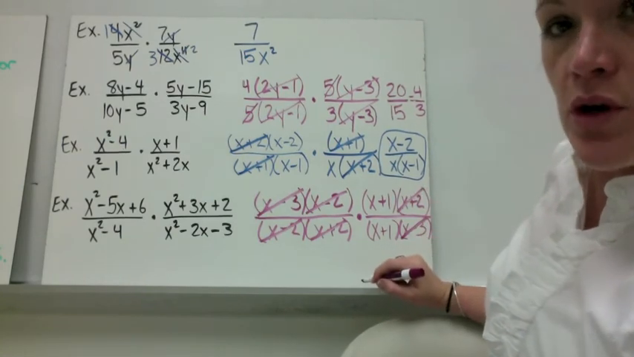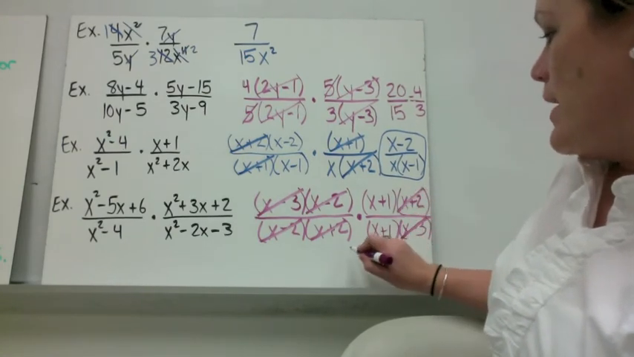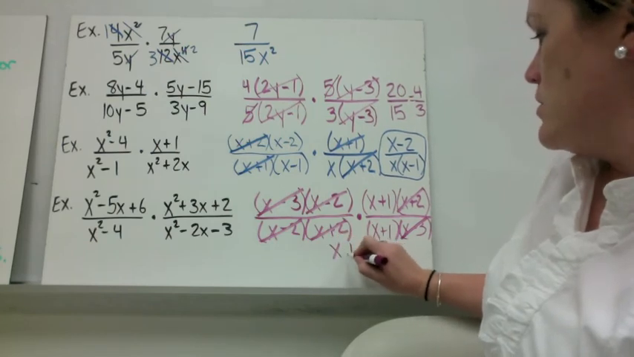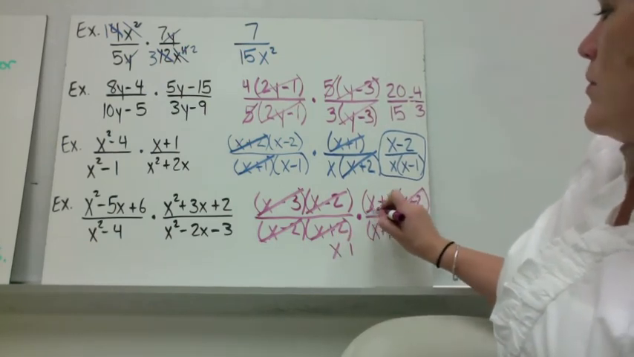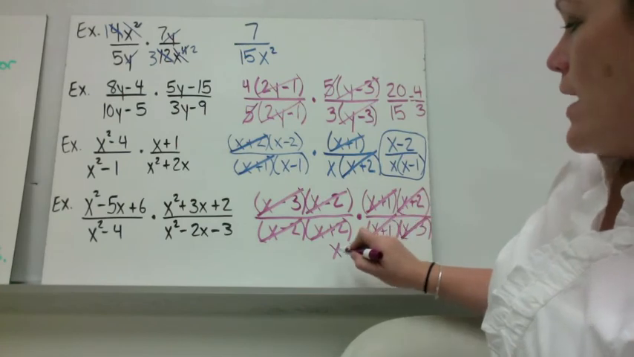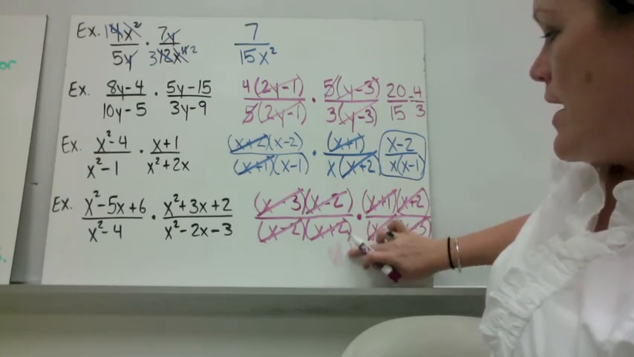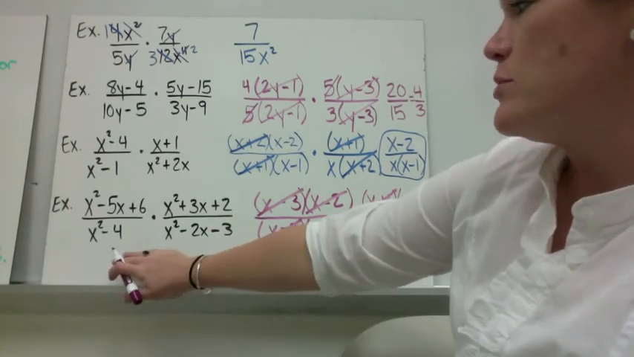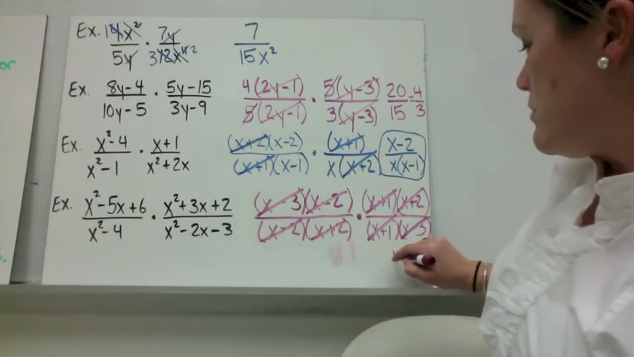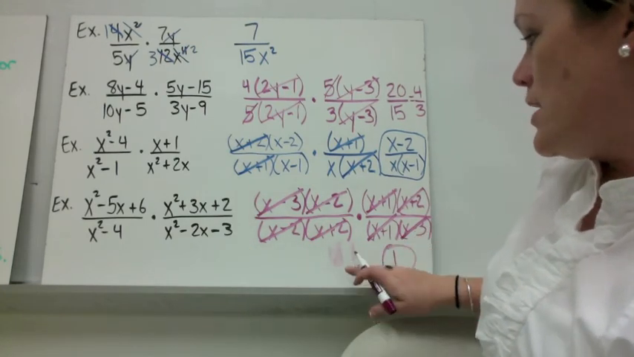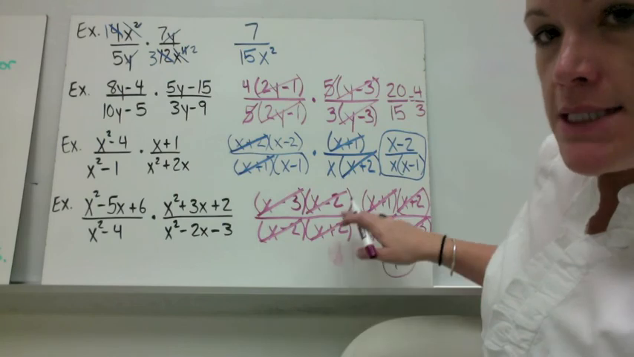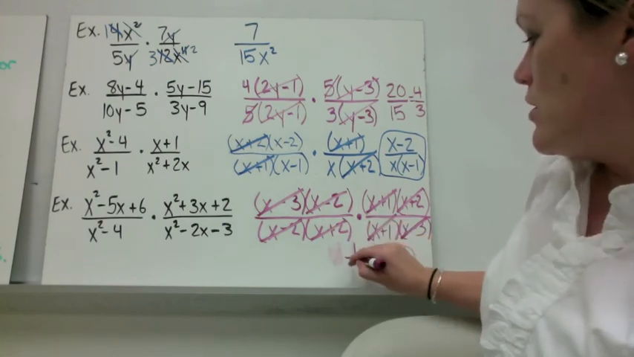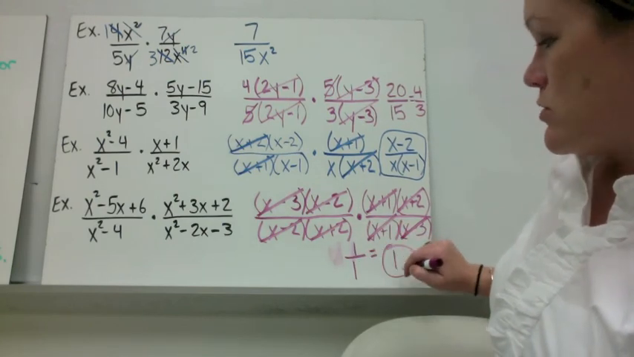So almost all of my factors cancel. But I am left with x plus, oh, wait a minute, nope. x plus 1 does cancel out. So actually, my final answer for this entire multiplication problem will just be 1. So it's not 0, because notice when everything divides out in math, that equals 1 over 1, which we can just write as 1.